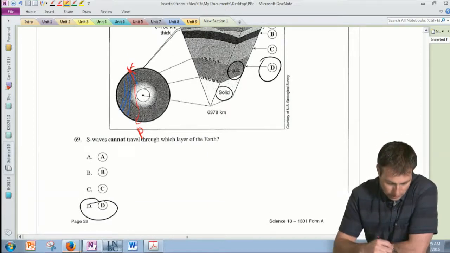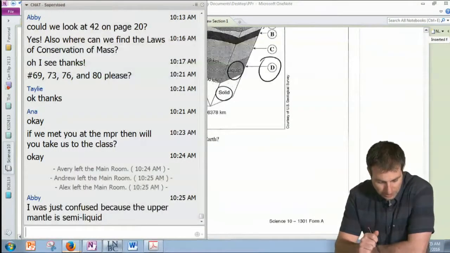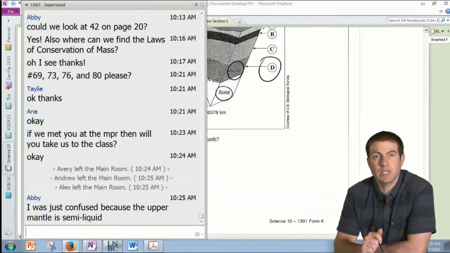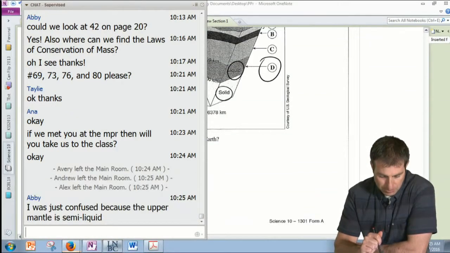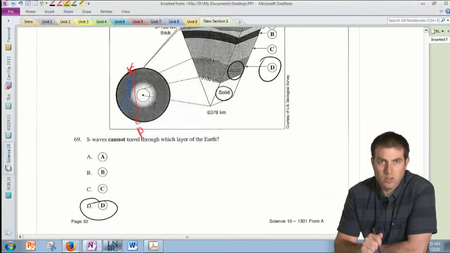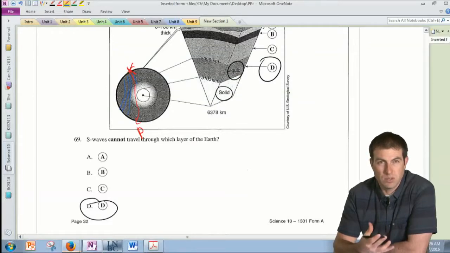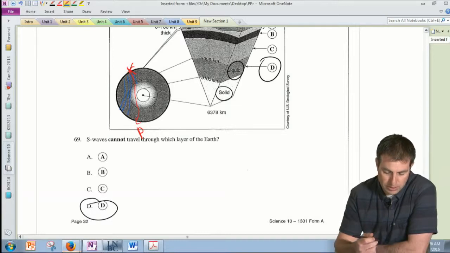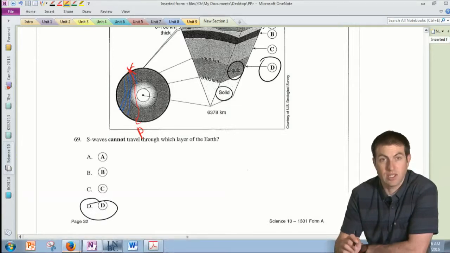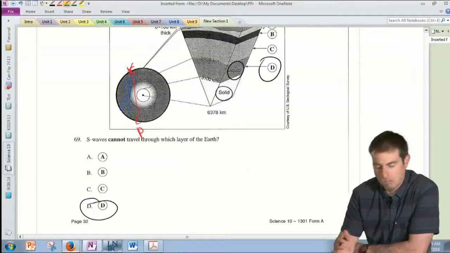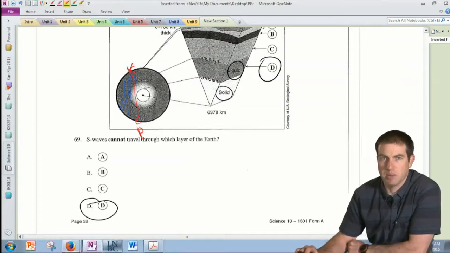That's a good point that the upper mantle is semi-liquid. When we say semi-liquid, think of it as hard to describe how thick it is. It's almost fluid, but it's not really. Don't think of it as a liquid. Think of it as a solid that kind of moves. I don't know, that's probably a bad way to describe it, but it's not as liquid as you might think.